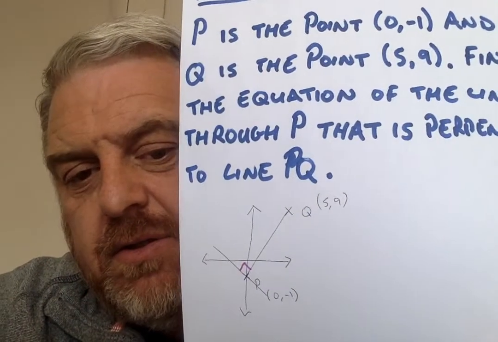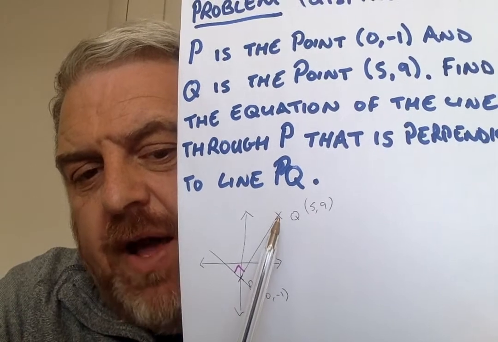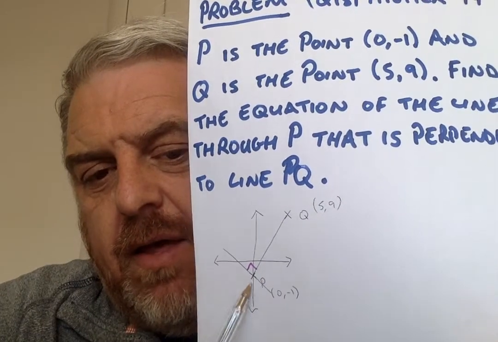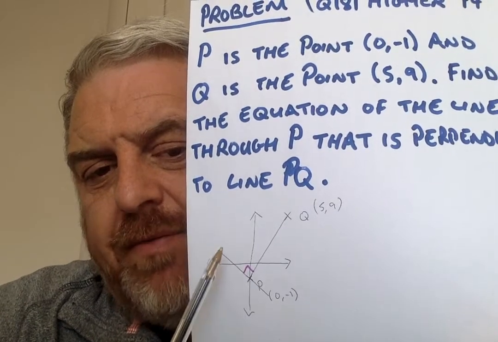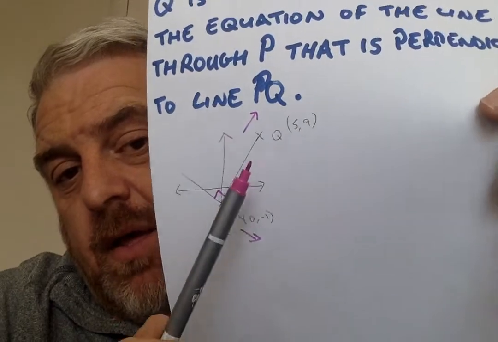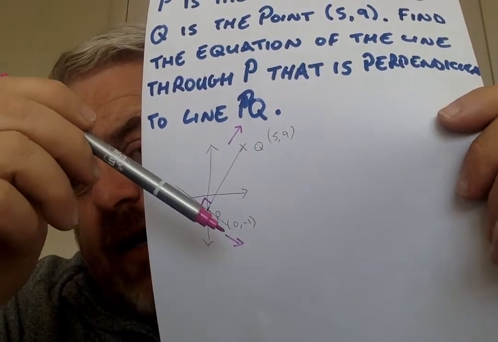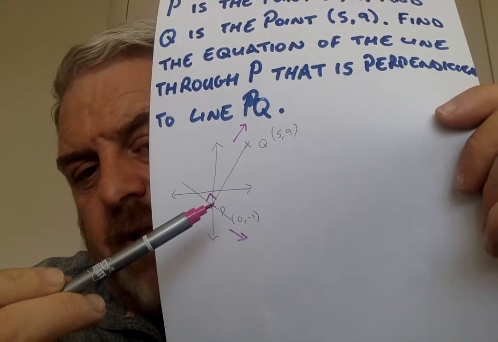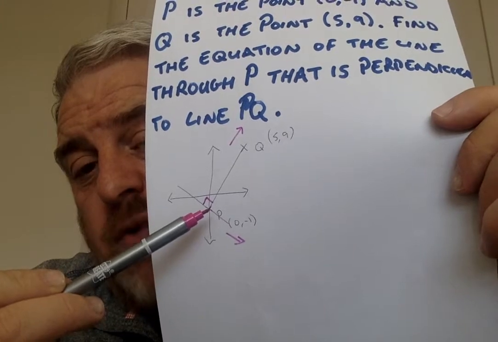So this is my sketch. No scale as such. I've got the point P, (0, -1). The point Q is (5, 9). And this line here that goes through P with the right angle is the equation of the line we're after. From that sketch, I can't tell much, but it does tell me that my line PQ has a positive gradient and my line through P has a negative gradient, and the intercept of this line going through P is (0, -1).